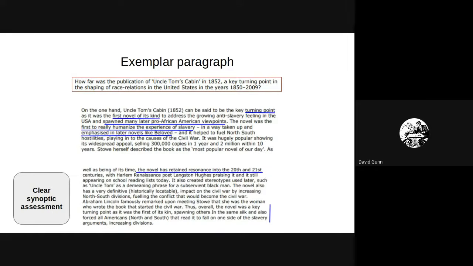Okay, and then just look at the summary at the end. It says, thus, overall, the novel was a key turning point as it was the first of its kind, spawning others in the same ilk, and also forced all Americans, North and South, to fall on one side of the slavery arguments, increasing division. So showing why it was significant at the time and how it laid the foundations for future change. So that's synoptic assessment. Think about using terms like that: it laid the foundations, it's unprecedented, those kinds of things.